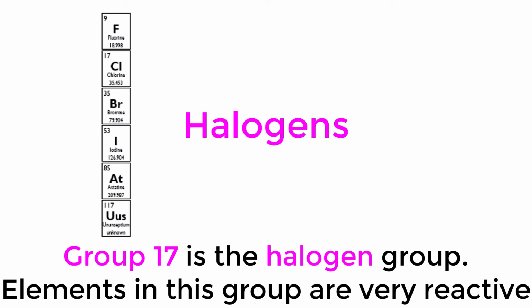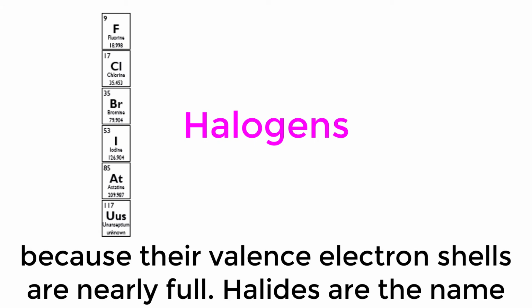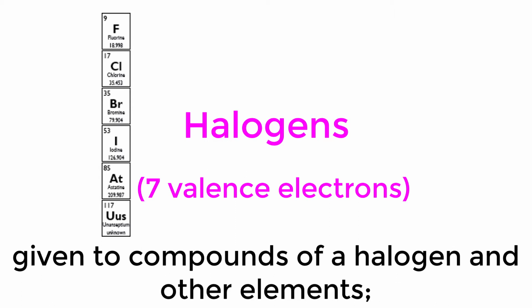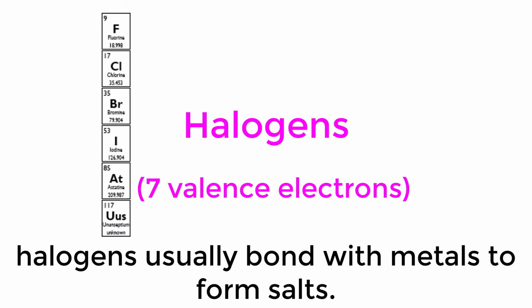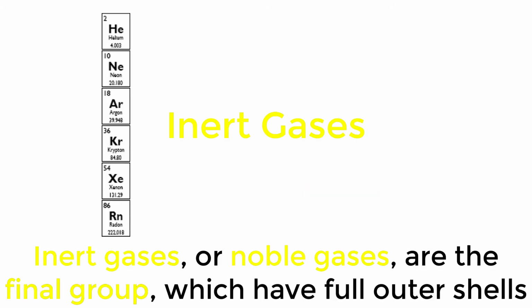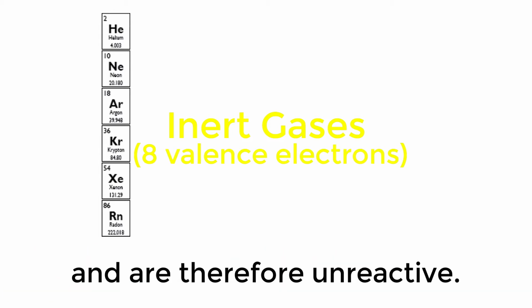Elements in this group are very reactive because their valence electron shells are nearly full. Halides are the name given to the compounds of a halogen and other elements. Halogens usually bond with metals to form salts. Inert gases, or noble gases, are the final group, which have full outer shells and are therefore unreactive.